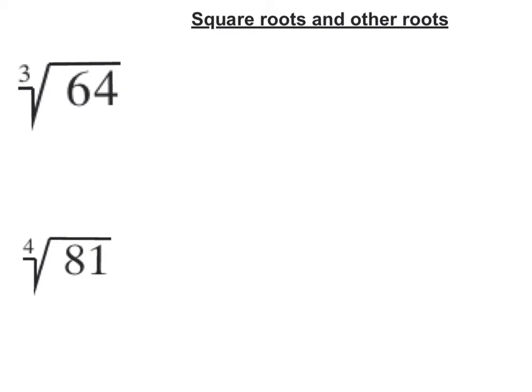Let's look at some other roots. So what we've got here is a cube root of 64 and the fourth root of 81. What does a cube root mean? Well, it means a number times by itself and then times by itself again is equal to the target number. So we're looking for a number that when times by itself and times by itself again give you 64.